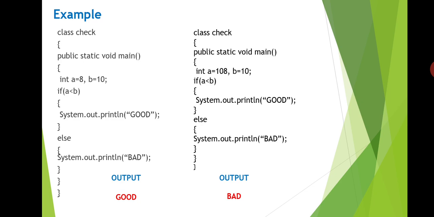Now see another program code in which the value of A is 108 and B is 10, and I am checking the condition if A is less than B. Here the condition is false. So whatever you have written after if will not be executed, but the program control will go to the else part as the condition is false, and within the else curly braces it is written bad. So bad will be printed on the screen.